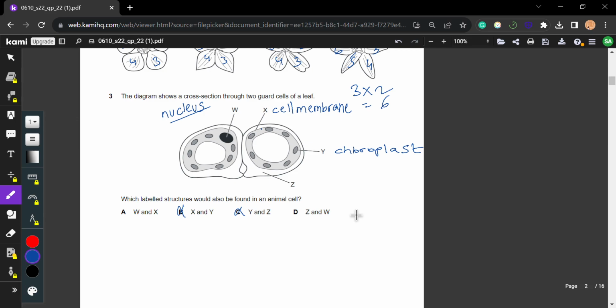Now Z is the cell wall. I know that they're not pointing at the cell wall directly, but you should make out that this is the cell wall, because this will be the cytoplasm. This is a common misconception. This is the cytoplasm, right? So we know that the answer has to be Y and Z. What is not present in an animal cell will be Y and Z. So what is present in an animal cell will be X and W. So our answer will be W and X.